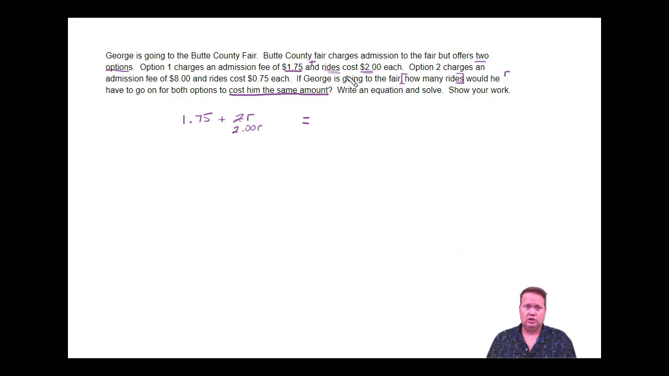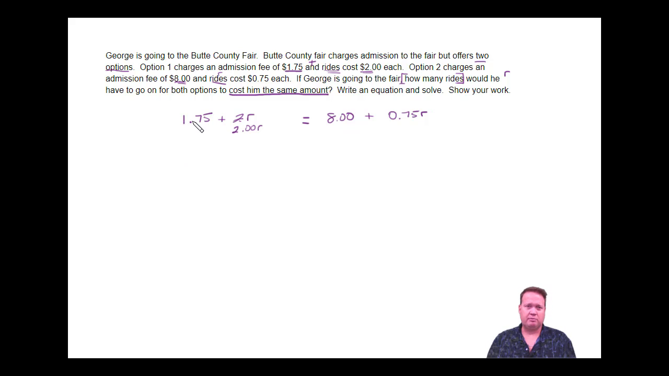Option 2 charges an admission fee of $8. Gosh, you pay a lot more to get in, but then look what happens to the rides. They're pretty cheap. So I pay that $8 admission fee. That's not where my letter goes because it doesn't say I pay $8 per ride. It says I pay 75 cents per ride, and that's my R. So it's plus 0.75R. So seeing the structure in the equation is really important. We pay $1.75. That's my admission fee. And this right here is my cost per ride.